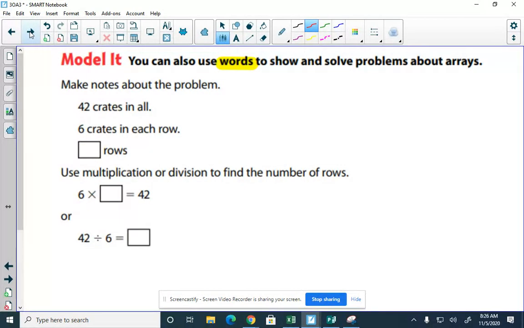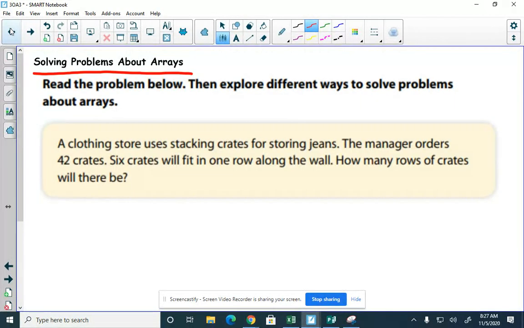We can also use words to show and solve problems about arrays. If we make notes about the problem, we could pull out the important information that there were 42 crates in all, that there were 6 crates in each row, but this is the part that is unknown that we're not given. We might know the answer in our head, like I was saying on the previous video, but that's a missing piece to the puzzle. It was not given to us here in this word problem. We were given the 42 crates total and the 6 crates in each row. But the question we're being asked is how many rows. So that's the unknown.